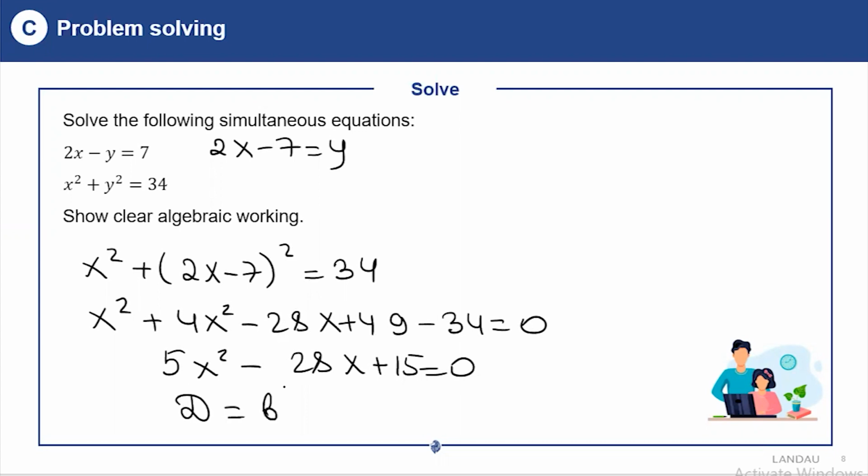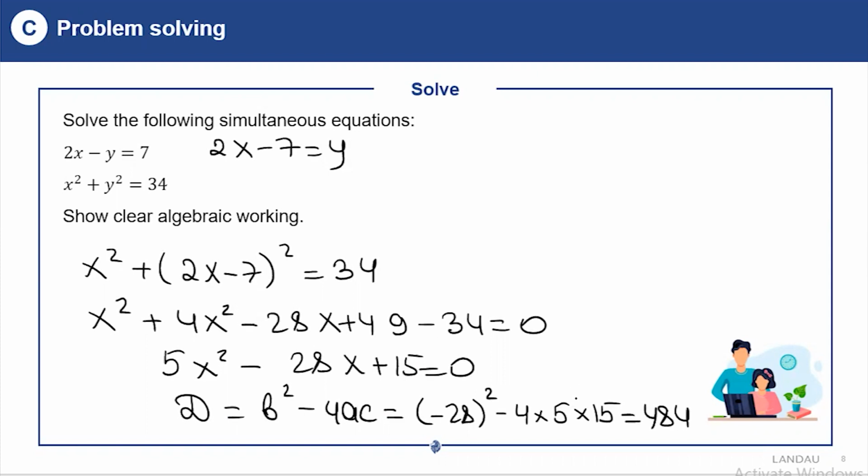Discriminant equals b squared minus 4ac. b is -28 here, so it will be (-28) squared minus 4 times 5 times 15. It will be 484. Of course, you can use a calculator to find this discriminant. And then let's try to find x. We can write that x equals -b plus or minus the root of the discriminant over 2a.